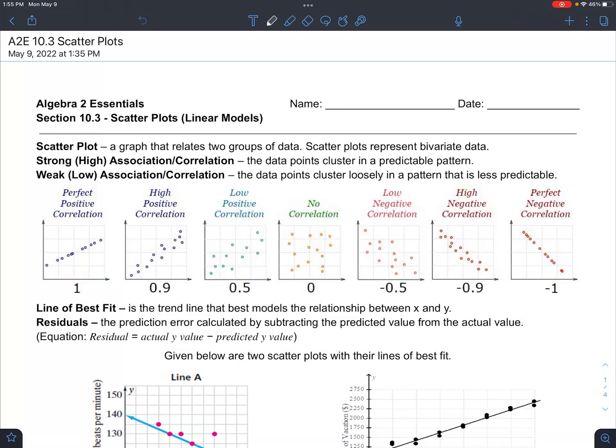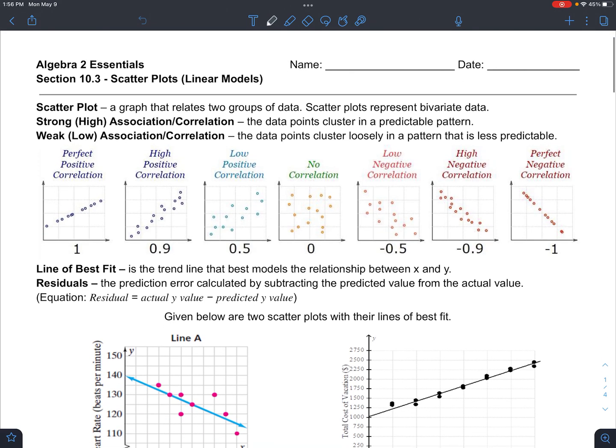Okay, so we're going to talk about scatter plots and what those are. A scatter plot is a graph that relates two different groups of data. Equally important, one of them is on the x, one of them is on the y, and you try and see if there's any sort of relationship between the points. Like, do they typically tend upwards? Do they clump together on certain values?